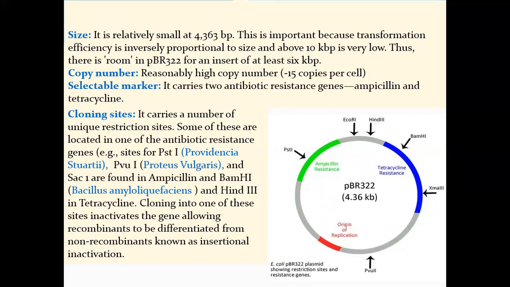It carries a number of unique restriction sites. Some of these are located in one of the antibiotic resistant genes: PstI, Providencia stuartii, and PvuI, Proteus vulgaris, and these are found in ampicillin, and BamHI, Bacillus amyloliquefaciens, and HindIII in tetracycline. Cloning into one of these sites inactivates the gene, allowing recombinants to be differentiated from non-recombinants, known as insertional inactivation.